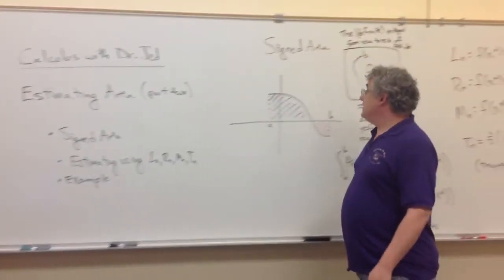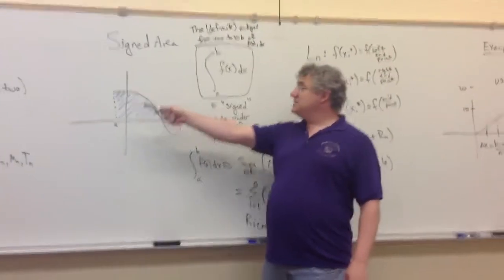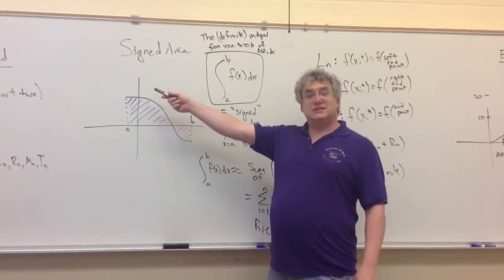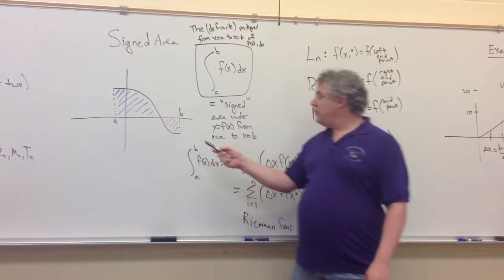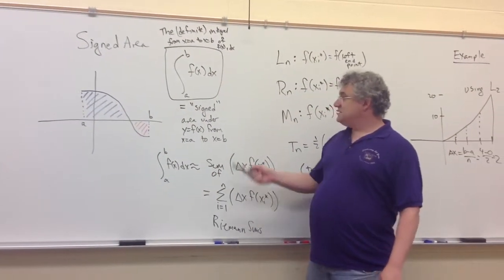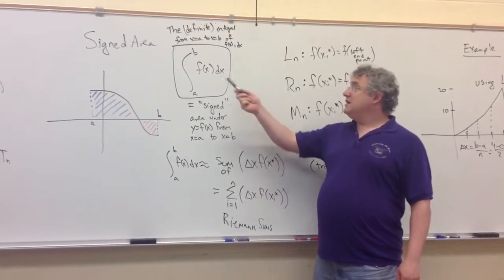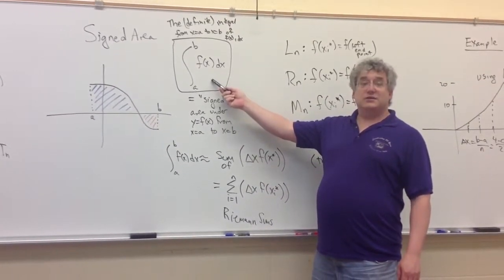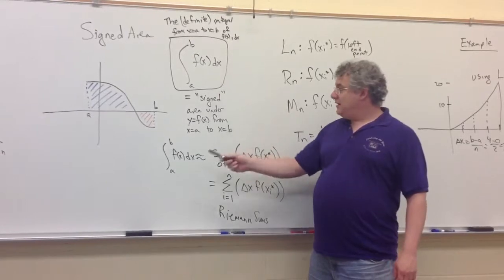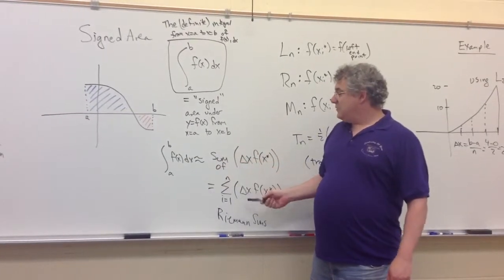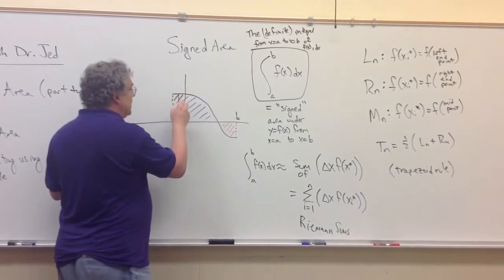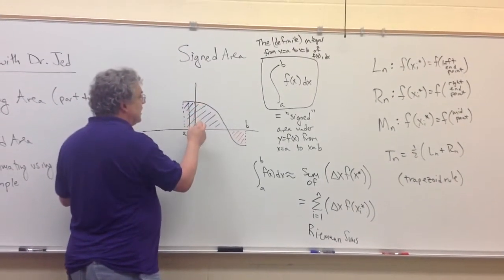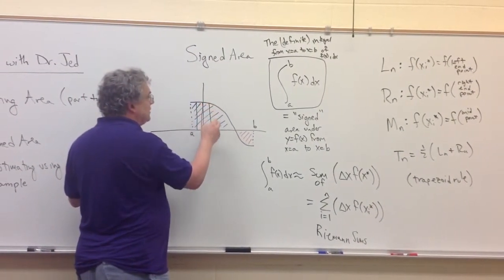So this might be a review, but signed area, remember, is we count area above the axis as positive and below the axis as negative. And importantly, because what we're doing is going to estimate the rectangles, the integral from x equals a to x equals b is the signed area. It's approximately the same as if we draw rectangles. And the rectangles are going to be based on some kind of height method.